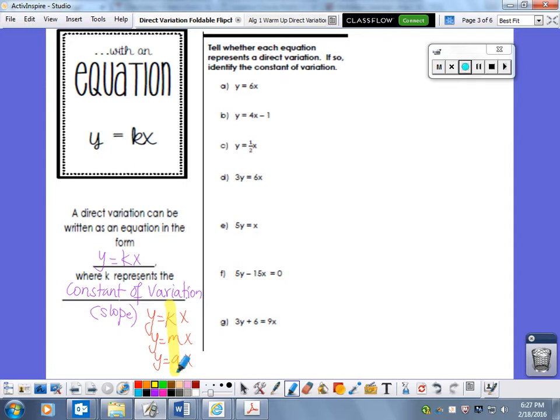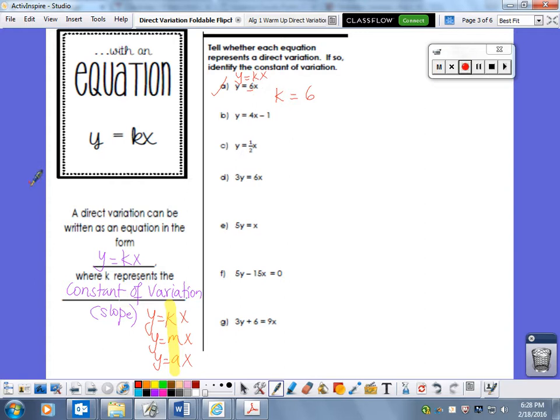So let's look at a here. It says y equals 6x. This is of the form y equals kx. And this is in direct variation because I do not have any number that's being added or subtracted to the x term. So yes, this is in direct variation, and the constant of variation here is going to be 6, because 6 is the coefficient of x, right? Whatever is the coefficient of x, that's your constant of variation here.